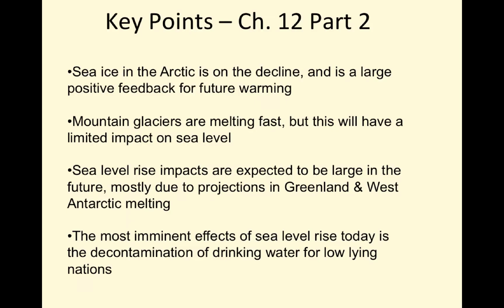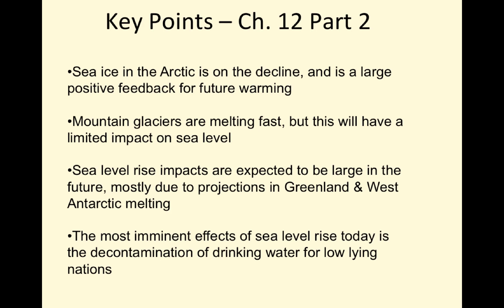Key points for Chapter 12, Part 2. Sea ice in the Arctic is on the decline, and it's a large positive feedback for future warming. Mountain glaciers are melting fast, and they won't have a big impact on sea level rise in the future because we don't have that many mountain glaciers left to do that. However, they're important for drinking water and a variety of other purposes, so it's important that they are melting fast here.